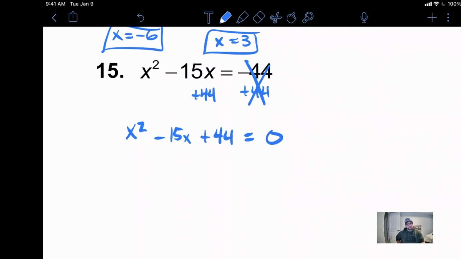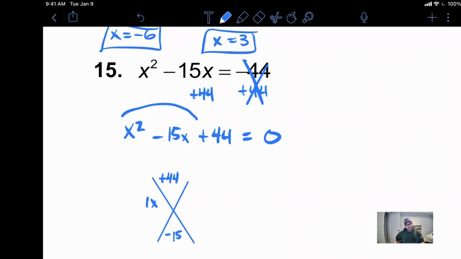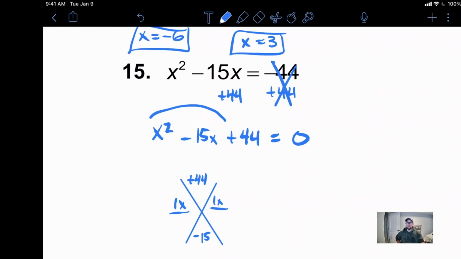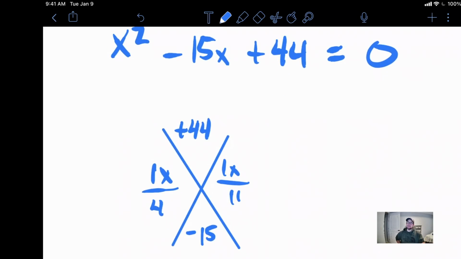Now, to solve this one, again, we need to factor. So 1 times 44 leaves us with a positive 44 up top, and we'll get a negative 15 on the bottom. We'll have 1x and 1x over. And now we need to think, what numbers multiply to give us 44? The first one that comes to my mind is 4 and 11. So let's see if we can make that work. Right now, 4 and 11 do multiply to give me a positive 44, but they don't add to give us a negative 15.